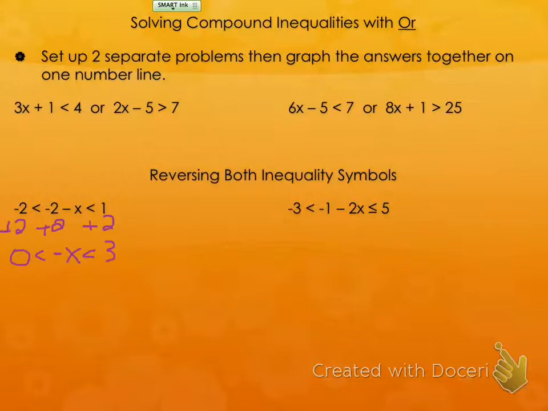Since it's a negative x in the middle, it's the same thing as a negative 1x, so I'm going to divide by negative 1 and do the same thing to the left and right side. So 0 is greater than, I have to flip my sign since I divided by a negative, x, which is greater than negative 3.